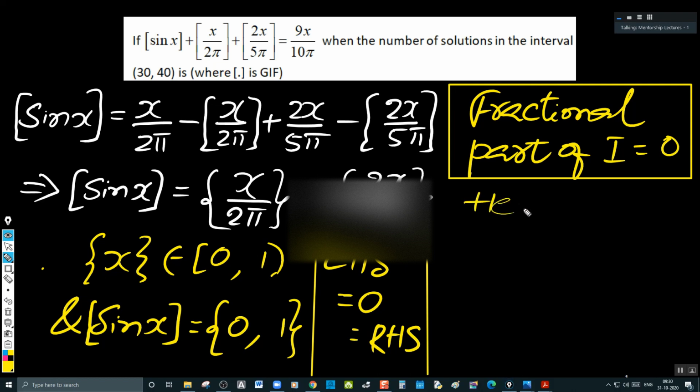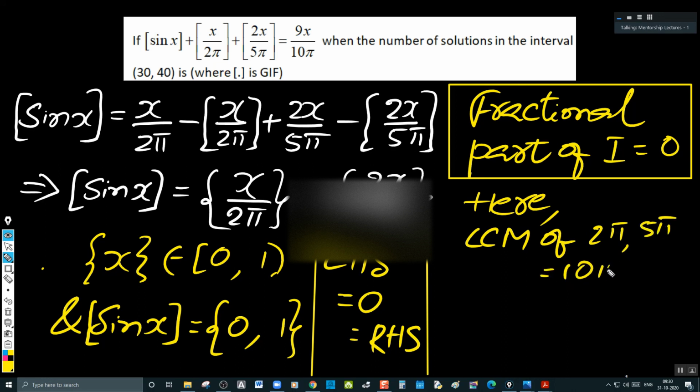Here LCM of 2 pi comma 5 pi is equal to 10 pi, which belongs to 30 comma 40. ये 30 40 क्यों दिया? बहुत सरदर्द आ गया यार मेरे को.